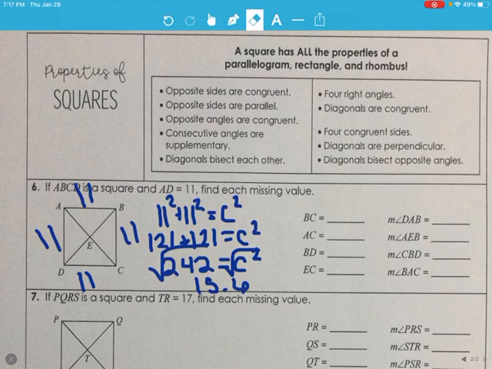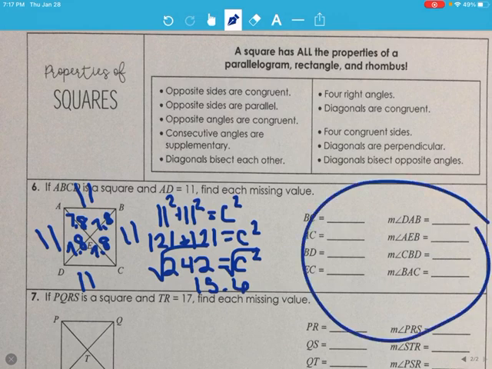I'm going to go ahead and erase that now. If that whole diagonal is 15.6, that means each small guy, half of that, is about 7.8. So I'm going to fill in my 7.8s. And every missing angle is either going to be a 90 or a 45 because it got cut perfectly in half, so we just have to trace to see what they want us to find.